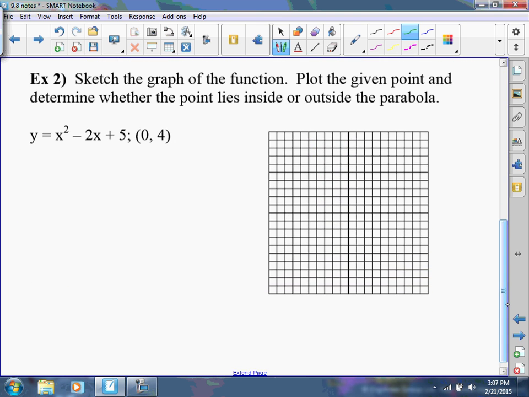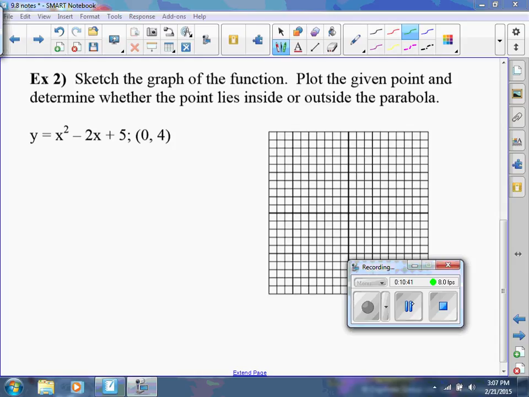Okay, so let's look at example 2 now. Again, we're going to make another graph, and then we're going to plot this point and decide if the point is inside or outside the parabola. Okay, so this is kind of practicing our graphing again, and then it's setting us up for what we're going to do in example number 3.